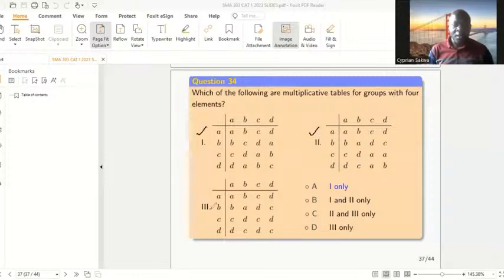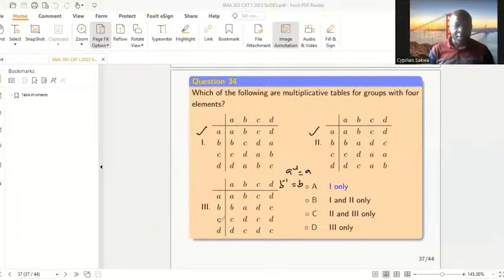Let's get the third one. What's the identity? The identity again is A. It's always easier if you identify the identity first of all, because A times A gives me A, A times B gives me B, A times C gives me C, A times D gives me D. So A is the identity. Let me find the inverse of A. An element that multiplied by A gives me A is A, so the inverse of A is A. What about the inverse of B? B times B gives me A, that is okay.